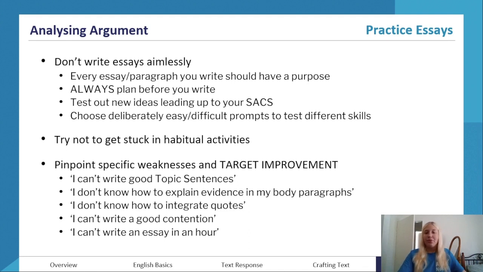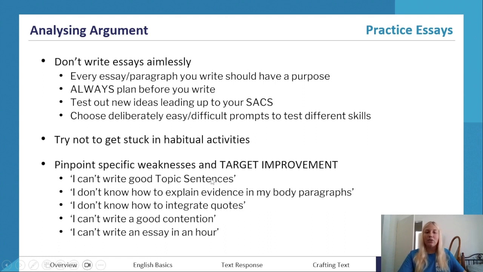Every essay or paragraph you write should have a purpose, and you should be trying to actively improve something as you write it. You can test out new ideas leading up to your SACs, experiment, and work with different difficulty prompts to make sure you can do both. Pinpoint the weaknesses that you struggle with and target improvement.